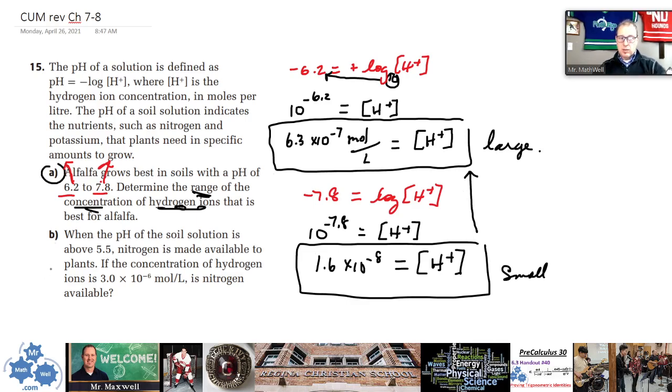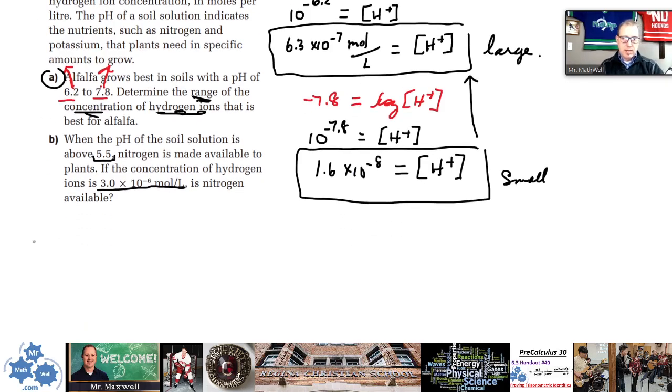Now for B, it says when the pH of the soil is above 5.5, nitrogen is made available to plants. If the concentration of hydrogen ions is 3 times 10 to the negative 6, is nitrogen available? Okay, so we're given now a concentration, and we're asked where is it compared to 5.5? Is it above 5.5? So for B, let's just scoot down here a bit. I'll do B in blue. B for blue. Okay, so this is really easy.